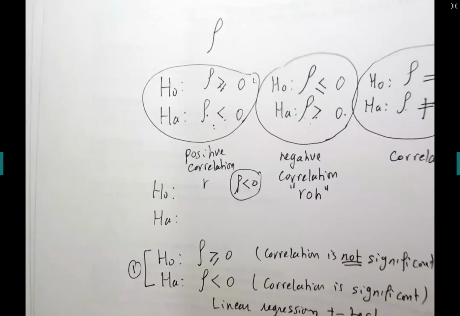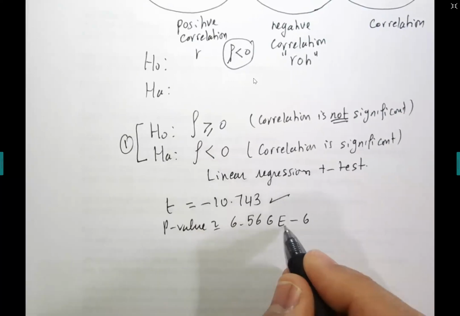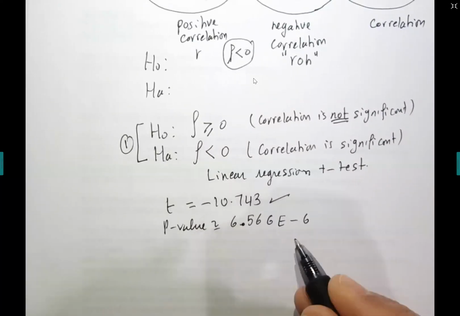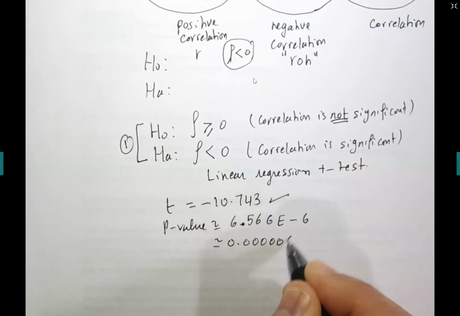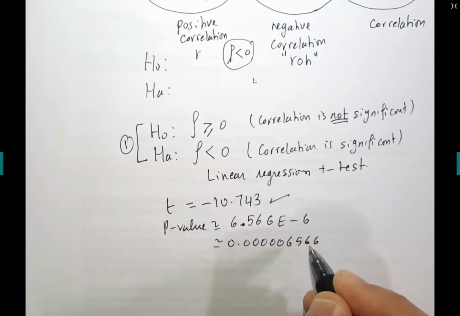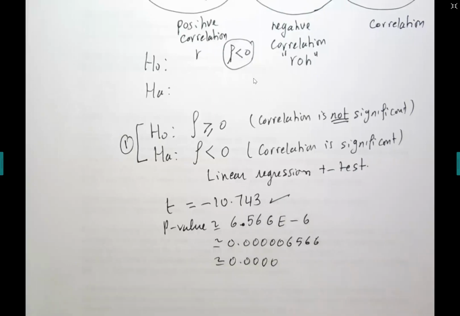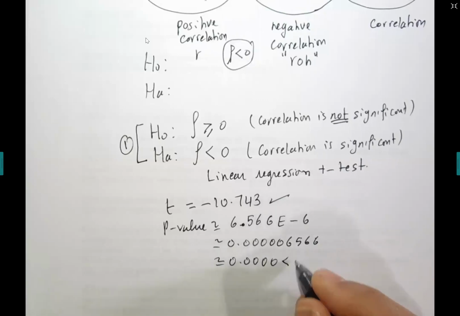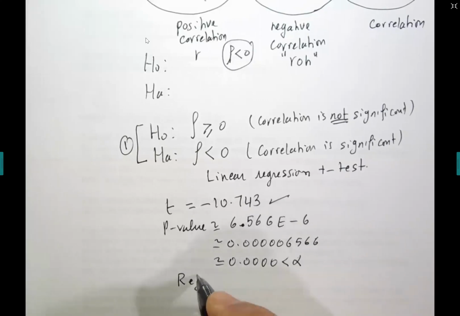And he said, do it at the 1% level of significance. So, okay, this is T. P-value, we're gonna interpret this. E minus 6 means you have to move the decimal 6 digits. So this is gonna be, guys, 0.000006566. So you guys agree with me, this is almost 0.000, which is less than what? Alpha. So the decision is what? To reject the null hypothesis.